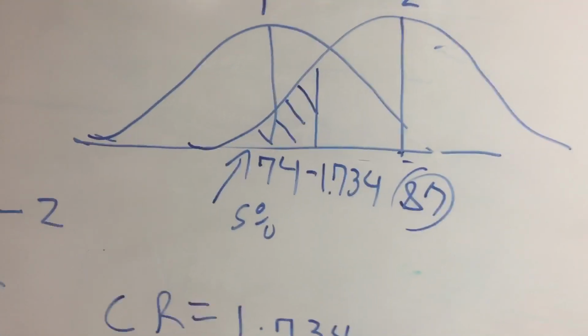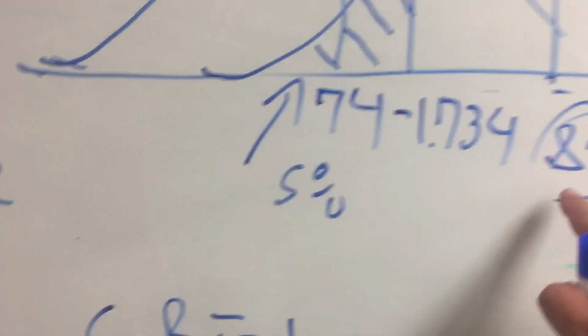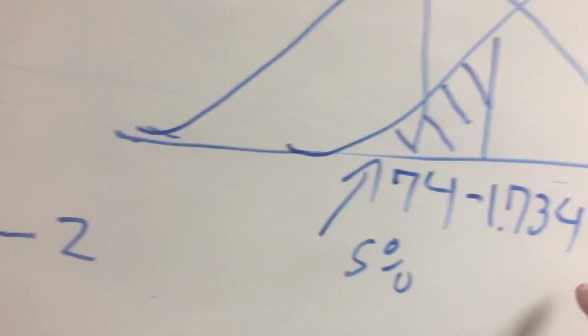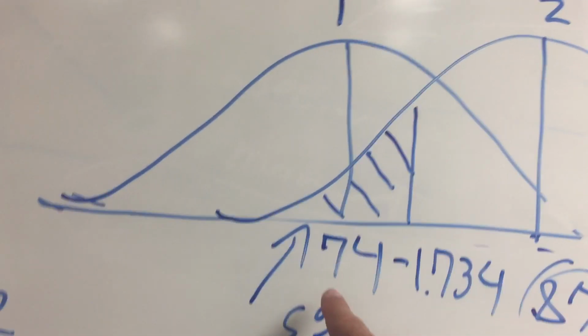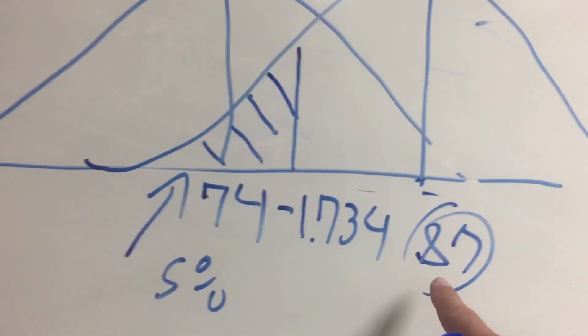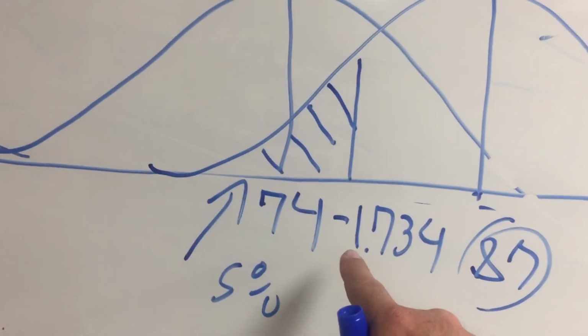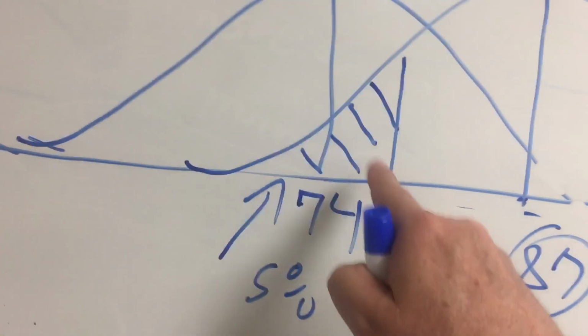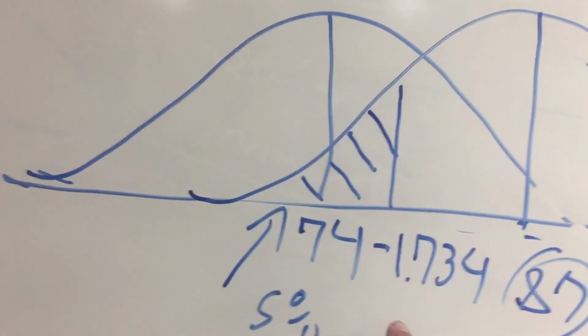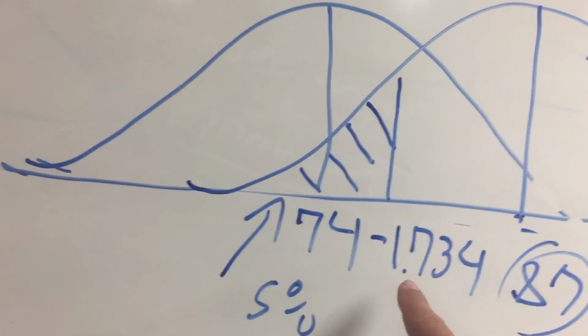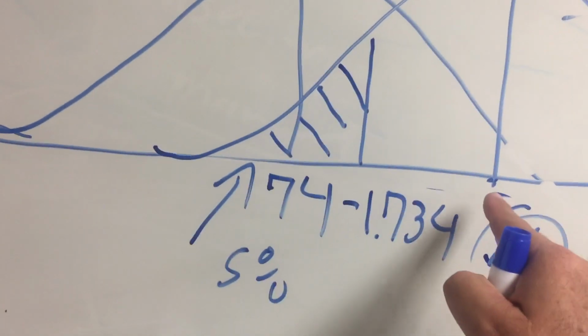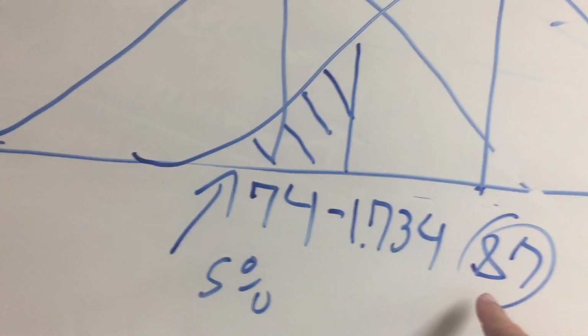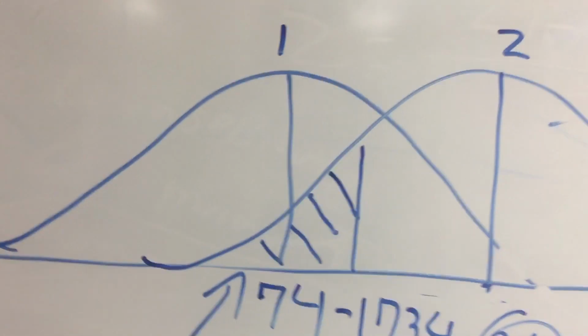Okay, class, I looked up that mean and it is 87. So what I said was I hypothesized that 74 would be less than 87, and my critical value, with my critical region over here at 5%, is negative 1.734 standard deviations from the mean of 87. So that's where I'm getting that.